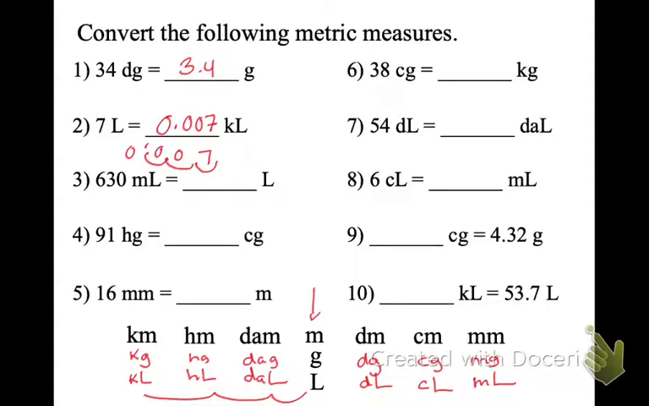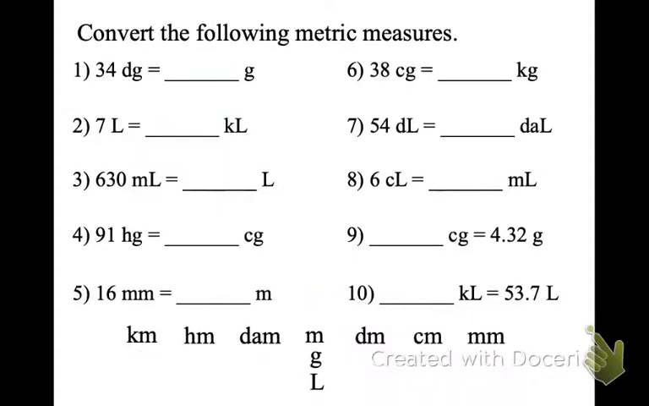Number 3, we're starting at milliliters. We have 630, and I'm moving 1, 2, 3 down to the liter. 3 to the left. 630, 1, 2, 3. And so I get 0 and 63. I don't really need that ending 0 liters. All right, I'd like you to pause it and you try the next few. Oops. All right, let's check our work.